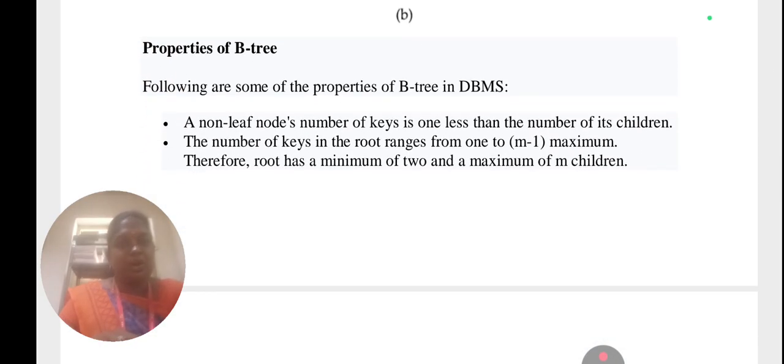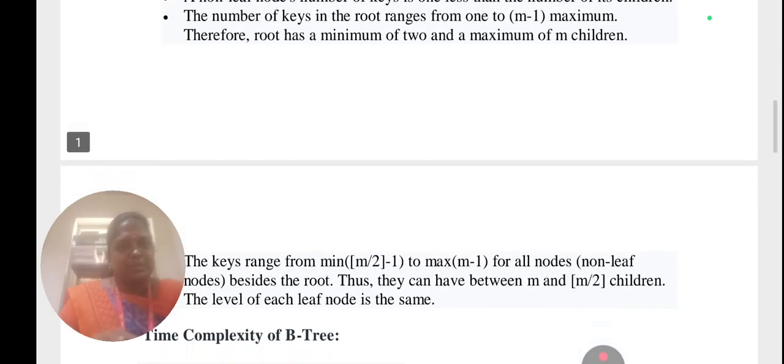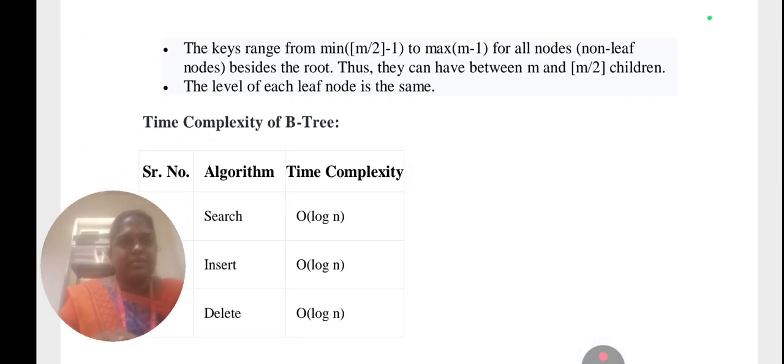In a non-leaf node, the number of keys is 1 less than the number of its children. The number of keys in the root ranges from 1 to m minus 1 maximum. The keys range from minimum m by 2 minus 1 to maximum m minus 1 for all non-leaf nodes besides the root. Thus they can have between m by 2 and m children. The level of each leaf node is the same.